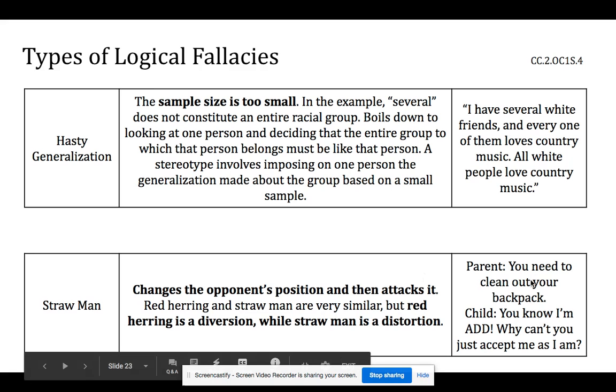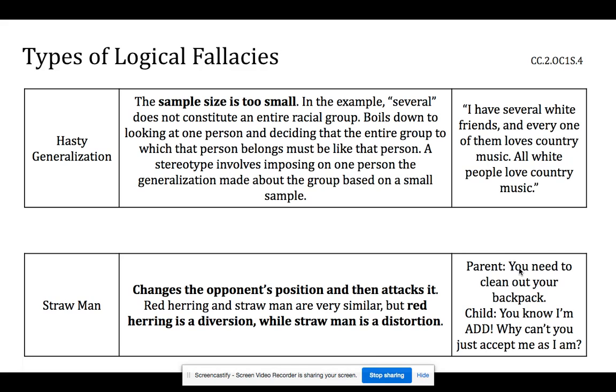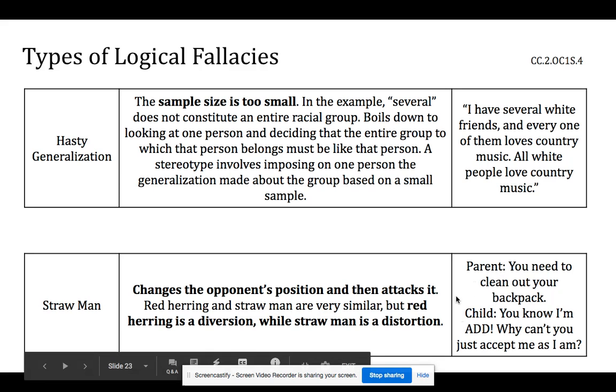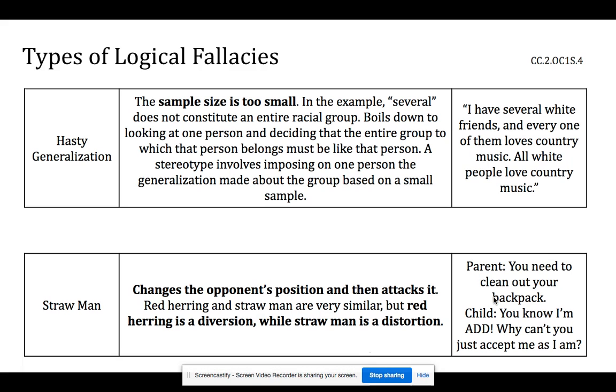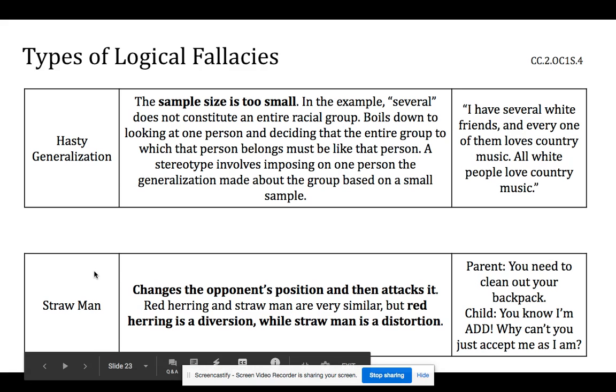And so the kid's trying to guilt that parent into, like, oh, you made me feel bad for being ADD because you were making me clean that backpack. The parent's like, oh, I'm sorry. Okay, you don't have to do it. And it's like, kid wins. So it's like changing their opponent's position and then attacking it. So that's not very good.